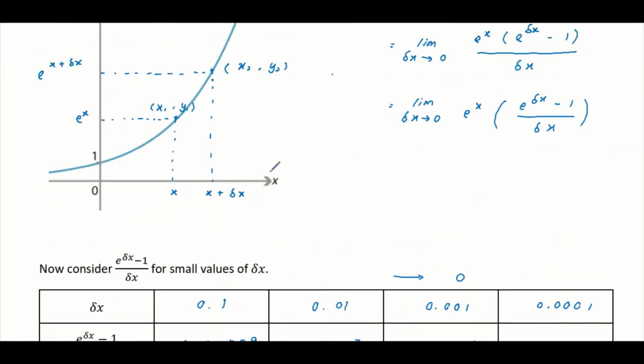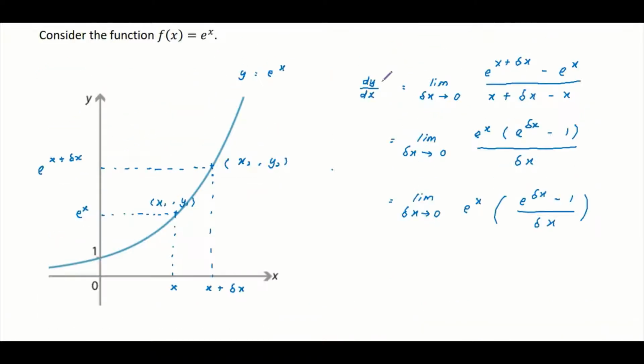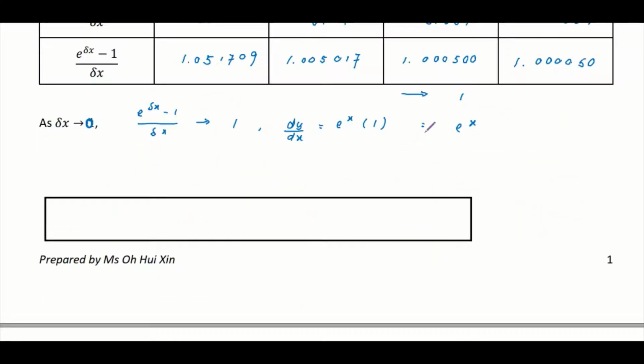Okay, so yeah, because we already finished the limit when we try to approach the small change of x to 0, so that's why this part becomes 1 already, and you solved this already, right? So e^x, there's none of the term related to small change of x anymore, so that's why dy/dx will be equal to e^x multiplied by 1, so we get our first derivative dy/dx equals e^x.